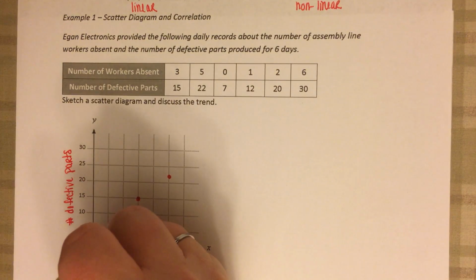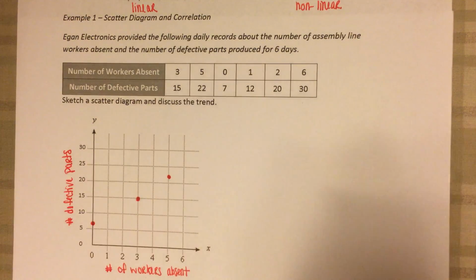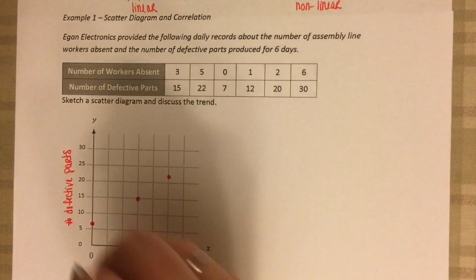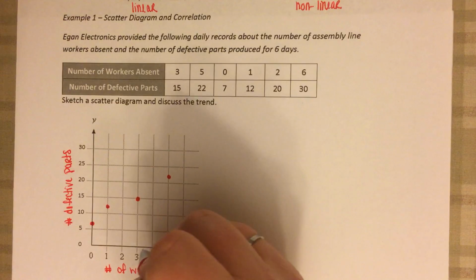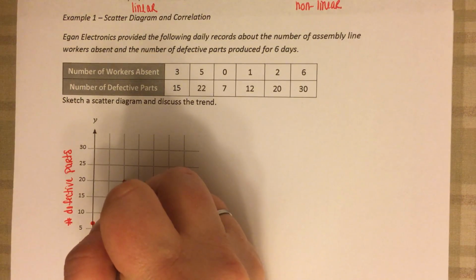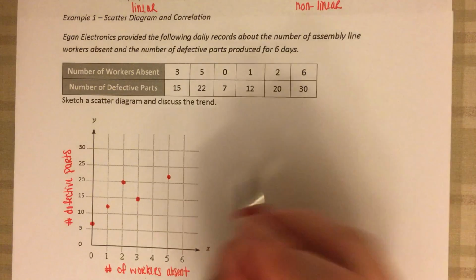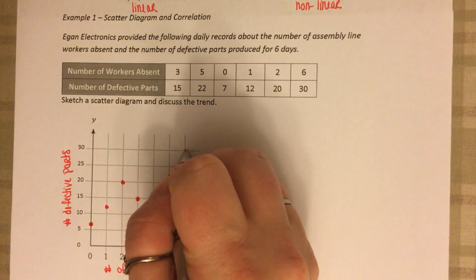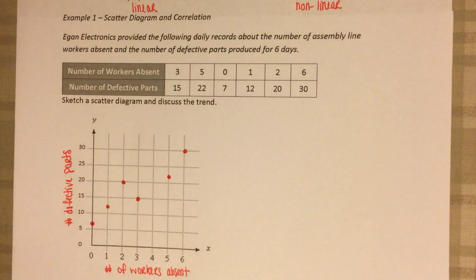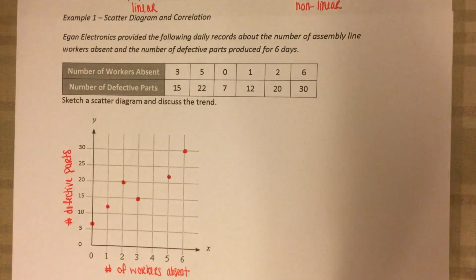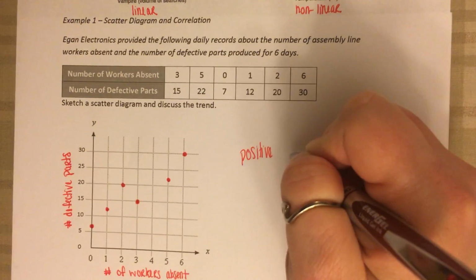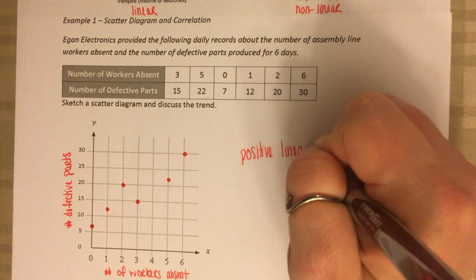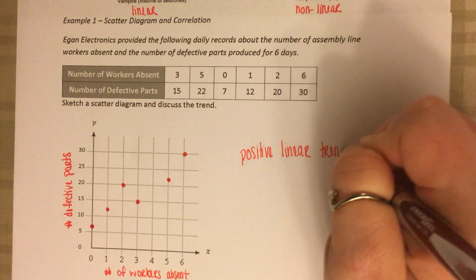Right, 0, 7 would be right about there. 1, 12 would be right around there. 2, 20 would be right there. And then 6, 30 would be right there. So what we see, it's not necessarily a perfect straight line, but we could kind of generalize. We see a positive, appears to be a linear trend.